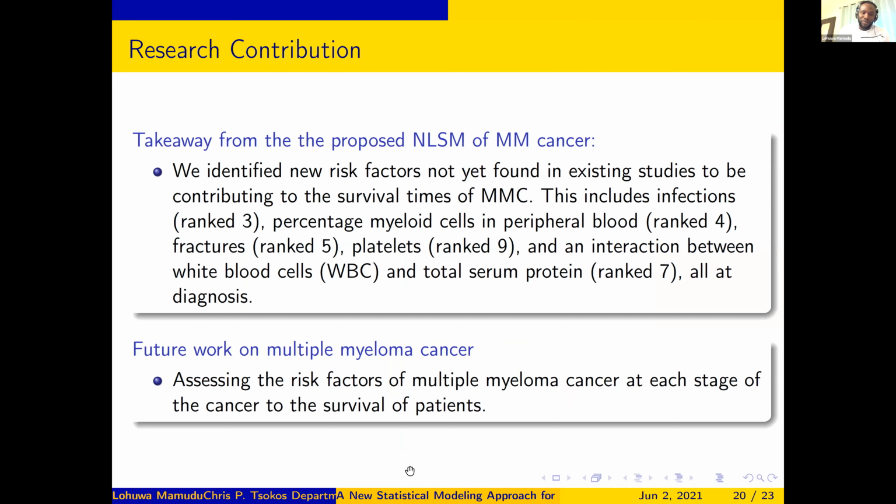The interesting part of this interaction is that these variables did not individually contribute to the survival time. But once they were seen as an interaction, they were found to contribute to the survival time, which means that in modeling, you cannot underestimate interaction terms. Also, future work on this will be assessing the risk factors of multiple myeloma cancer at each stage of the survival time.